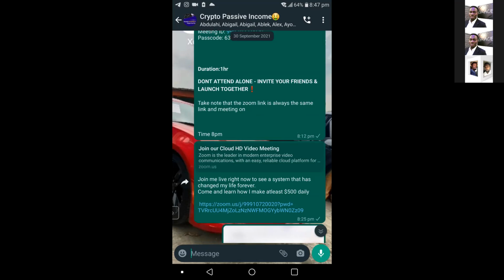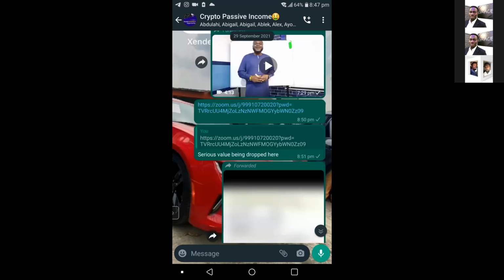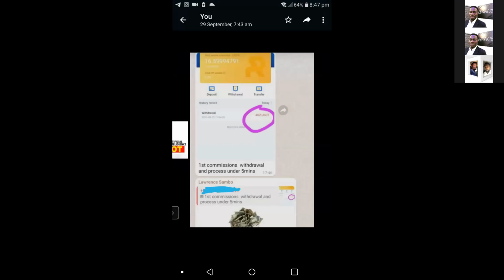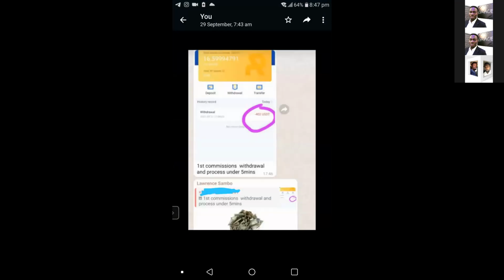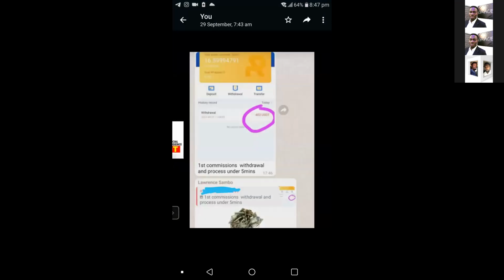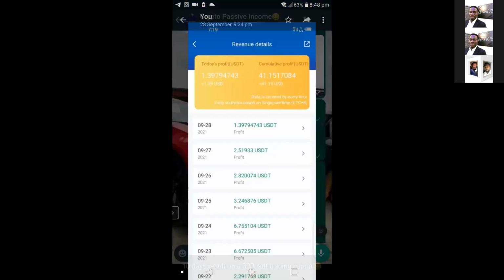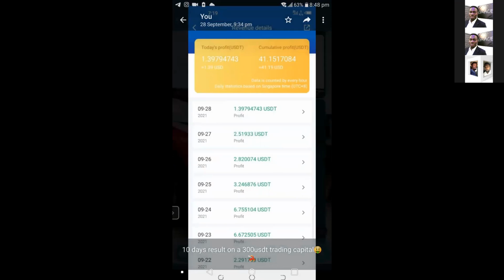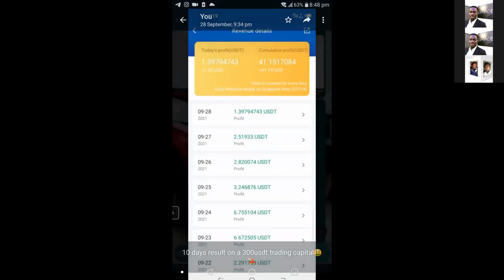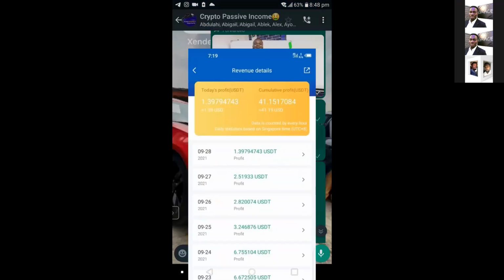Okay, yeah, this was a trade, but this was of September 20th. Just 10 days after she joined, she had made $41 from her trades. Currently, I can't find the current screenshots, but she has made about $70 with a $300 trading capital.